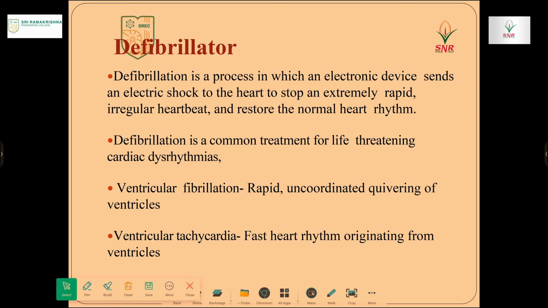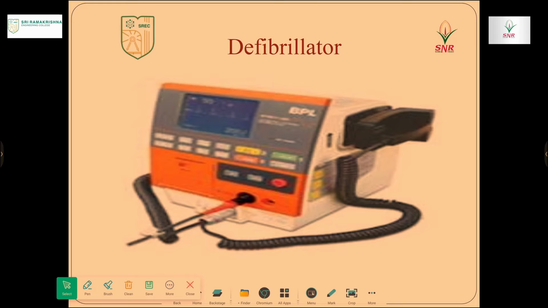So, the defibrillator is an electronic device that sends an electrical shock towards the heart. Whenever a person's heart stops due to cardiac arrest, we provide defibrillation. It is commonly used for treating cardiac dysrhythmias such as ventricular fibrillation and ventricular tachycardia. Ventricular fibrillation is nothing but rapid uncoordinated quivering of the ventricles, and ventricular tachycardia is a fast beating of the ventricles. Due to that, the blood flow is reduced. So, this is the device which is used to restore the normal heart rhythm.